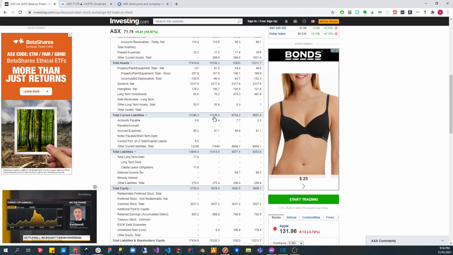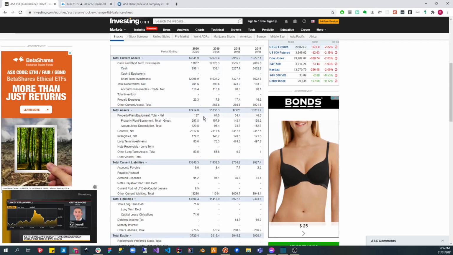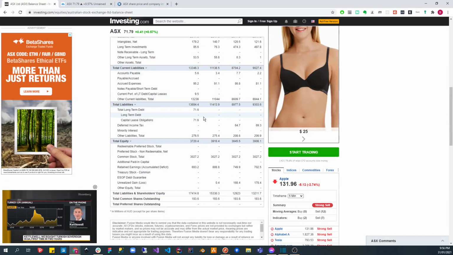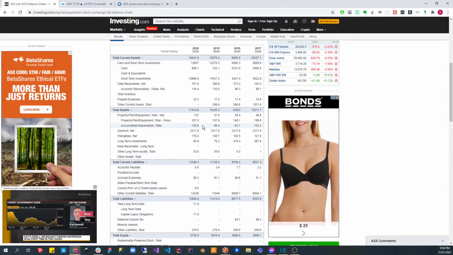And what we can do is find out the growth rate, compare between the growth rate of the liabilities and the growth rate of the assets. You want the growth rate of the assets to go faster than the liabilities. It means they're more productive, simplistically. So let's have a look at that.